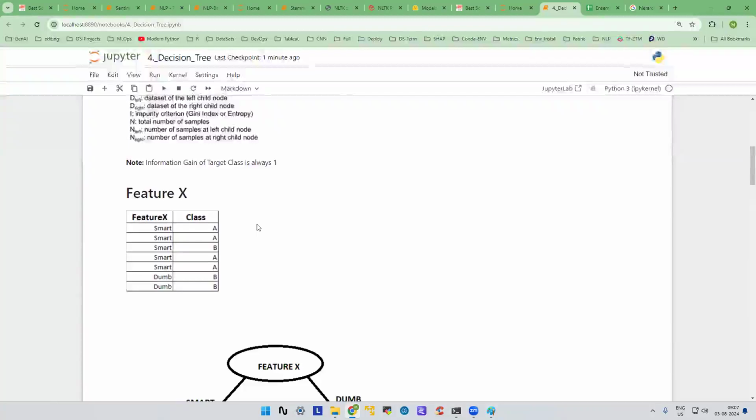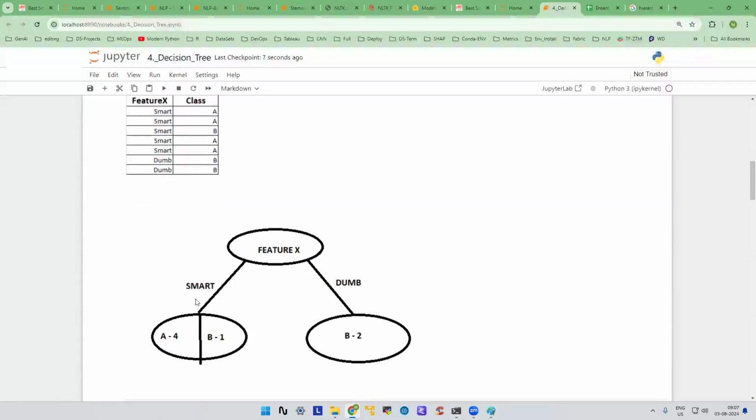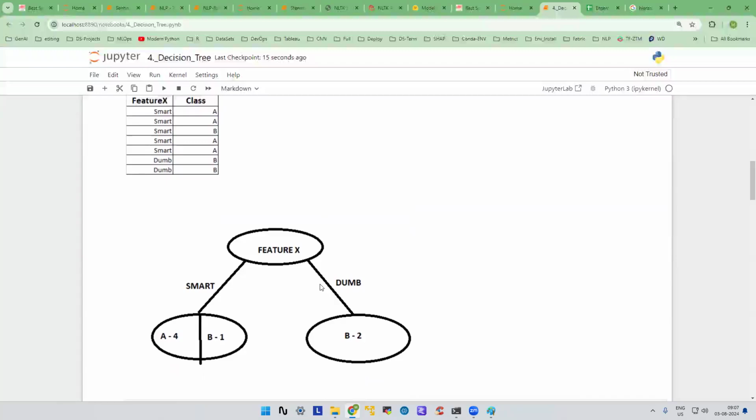So let's get into feature X for now. How many unique values do we have in feature X? It is smart and dumb, only two. And for the class, the target variable, how many classes do we have? A and B, right? Under smart, how many A's and how many B's do we have? Smart has 5 values. Out of 5 smart, we have 4 A's and 1 B. That is what A4 and B1 means. Under dumb, we have 2 B's and no A's, so A is 0 and B is 2.